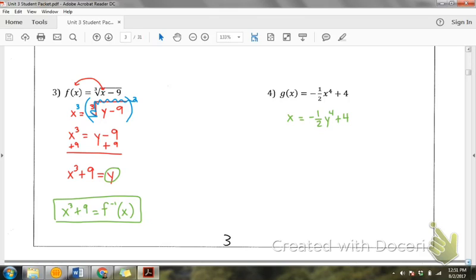Okay, so I see on most of your papers, you're subtracting 4 first, which is what you should be doing, because we're doing opposite PEMDAS. We're doing addition and subtraction first. So I have x minus 4 equals negative 1/2 y to the 4th.